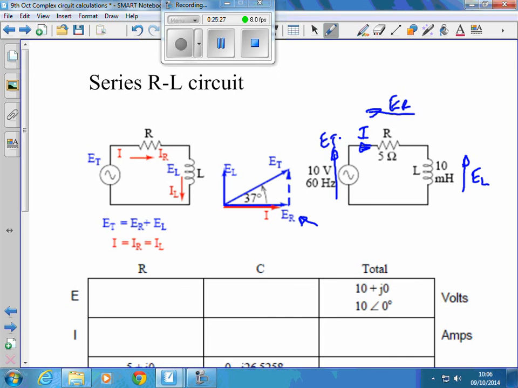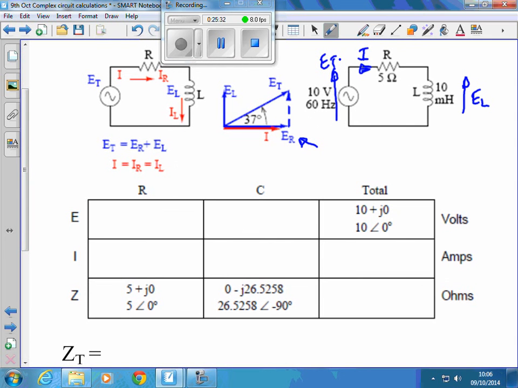Okay. Because what we can do, and I've done this a little bit in the notes, is create a table and then fill in what we know and calculate all the other results. So we know we're applying, for instance, 10 volts, and 10 volts plus 0J, or 10 angle 0 degrees. The impedance of the resistor Z is just 5 ohms, 5 plus J0, or 5 angle 0. So I've put them in both forms in the table, just in case we need them.